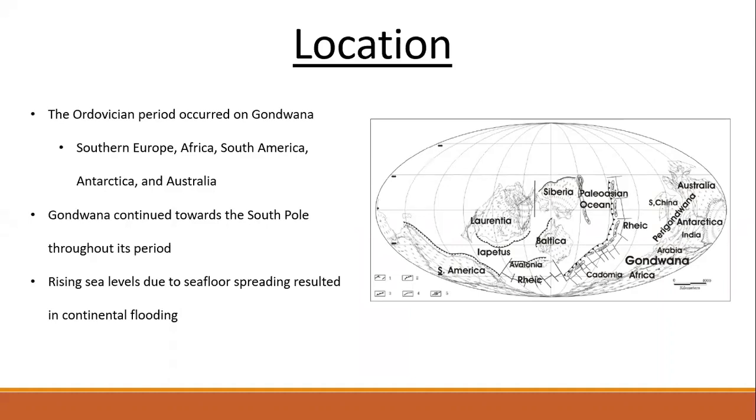During the early Ordovician, sea levels rose by about 180 meters, also due to seafloor spreading, resulting in continental flooding. In fact, the entire North American continent was flooded, which is why marine fossils can be found throughout North America buried under fine sediment. Also, shallow seas formed in the interior of Gondwana, as well as at its edges.